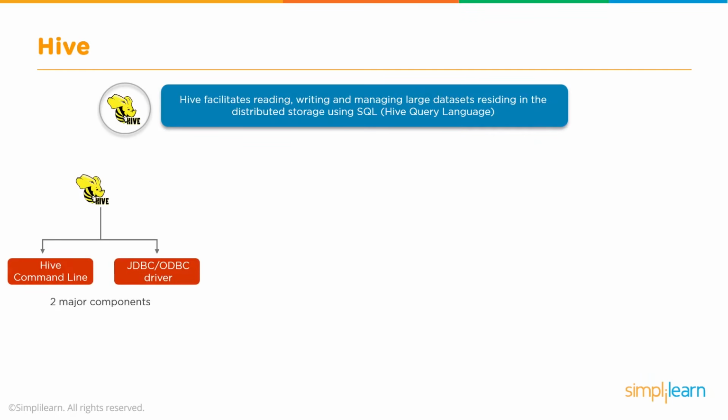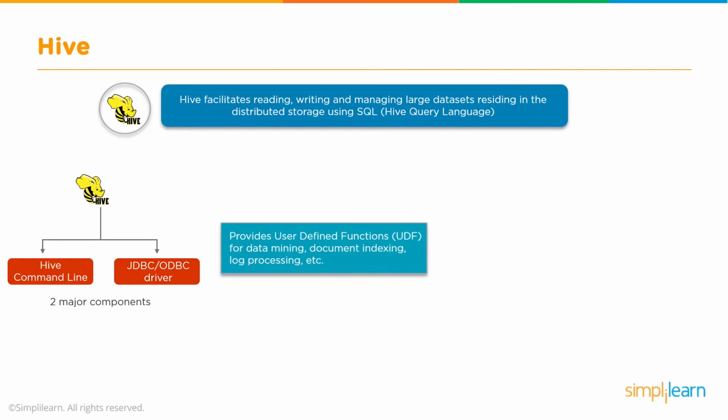So you have Hive command line. You can also use a JDBC or ODBC driver. And those drivers, like if you're working in Java or you're working in Python, you can use those drivers to access Hive. So you don't have to go through the Hive command line. But it makes it real quick. I can take a Hive command line and just punch in a couple words and pull up my data. And so it provides user-defined functions, UDF, for data mining, document indexing, log processing, again, anything that is in some kind of SQL format. If it's stored properly on the Hadoop file system, you can use your Hive to pull it out.